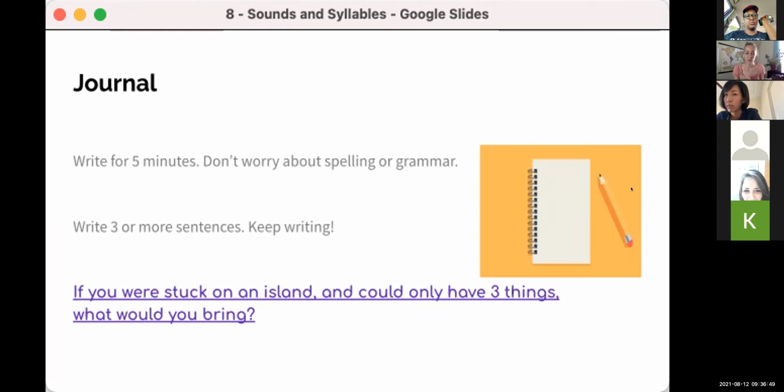So today's question is, if you were stuck on an island and could have only 3 things, what would you bring? If you were on an island somewhere in the world with nothing else, just you and the sand, maybe a palm tree, what would you bring with you? Take a minute to think about that question. Think about 3 things you would bring with you and write a few sentences about what it is and why you would bring them.